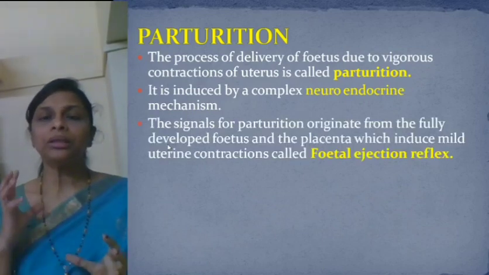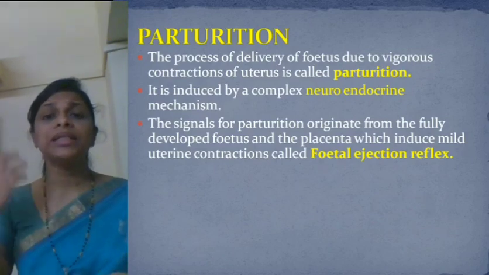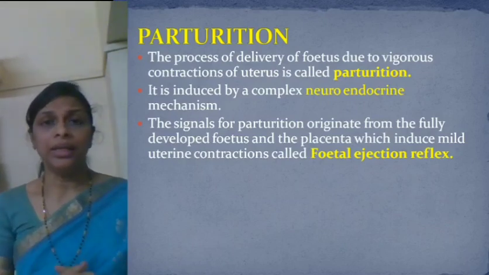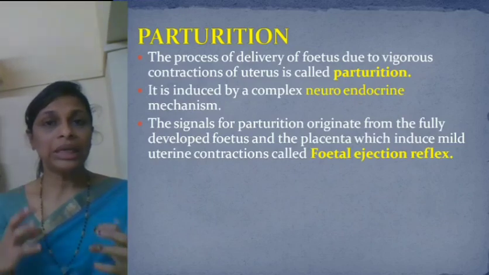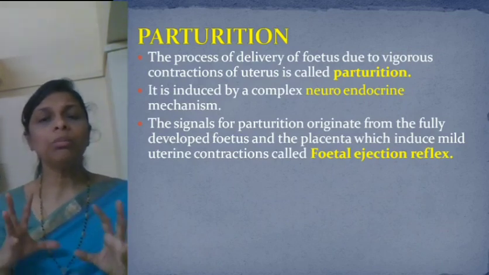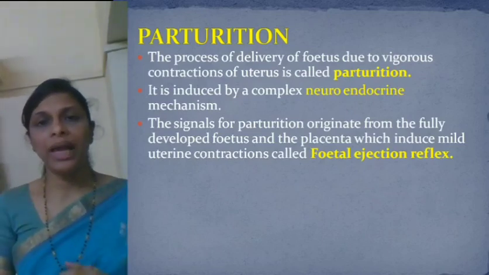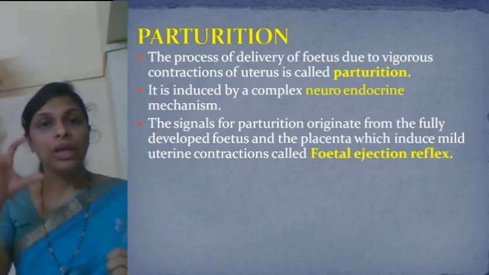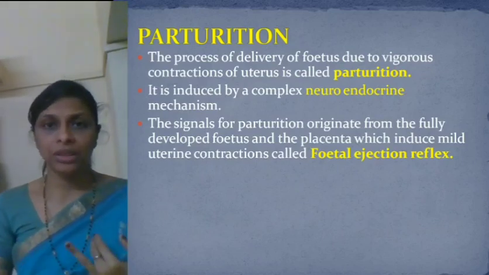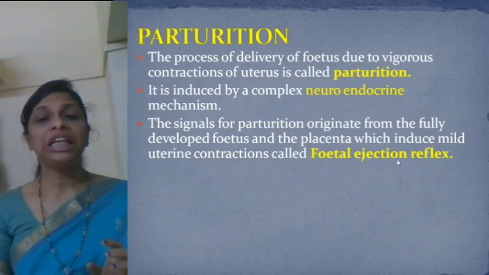Now, when the baby is fully developed, the fully developed fetus starts sending certain signals, and these signals induce the placenta. So signals begin from the developed fetus as well as the placenta, and these signals induce mild contractions in the uterus, that is, in the middle layer of the uterus, which is made up of muscles, called the myometrium. The muscles of the uterus start contracting. These signals sent by the fully developed fetus and the placenta induce mild uterine contractions. This is called the fetal ejection reflex.